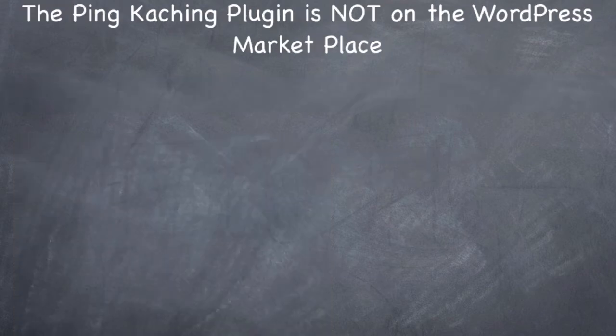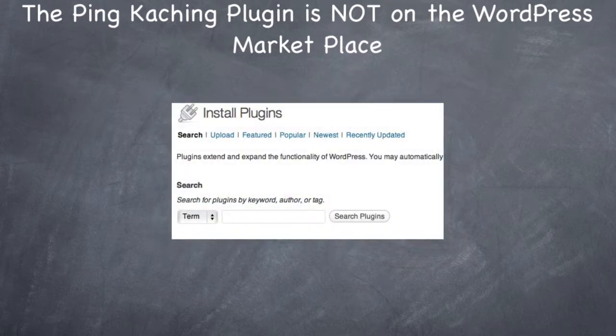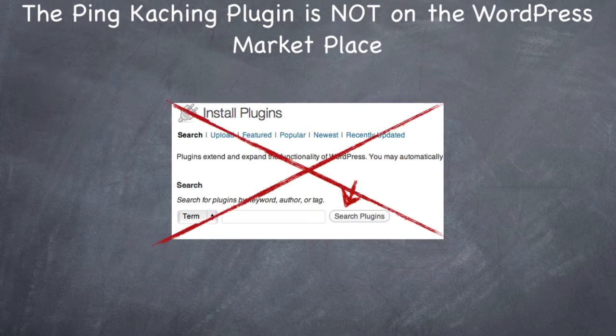Once you're running a current version of WordPress, it's time to install the Ping Kaching plugin. Ping Kaching is not a free plugin to the general public. It's only a free plugin to customers who have a Ping Kaching subscription. This means you will not find the Ping Kaching plugin listed under the WordPress plugin market. Instead, you'll need to download the Ping Kaching plugin from our website.